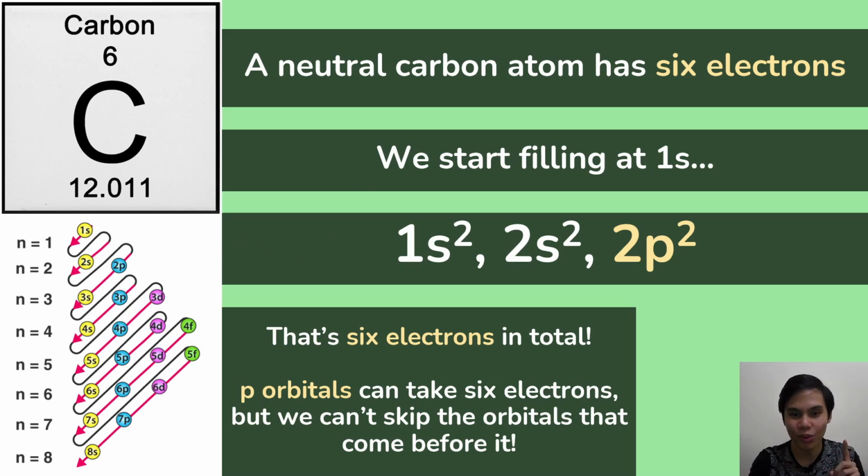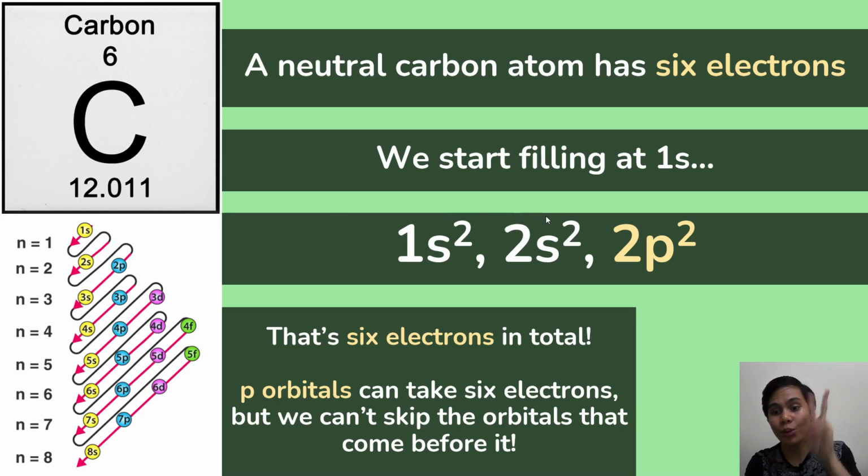So we start filling at 1s, the most simple one at the top left. Again, the s shape can only have a maximum of 2 electrons. We write 1s2. So that's filled. We go to the next orbital after 1s, and according to the Aufbau principle diagram here, the next one will be 2s. So we fill that up as well. Again, the s shape can only have 2, so 2s2. So we have 2 electrons in 1s, 2 electrons in 2s, that's 4 in total. 2 plus 2 is 4.